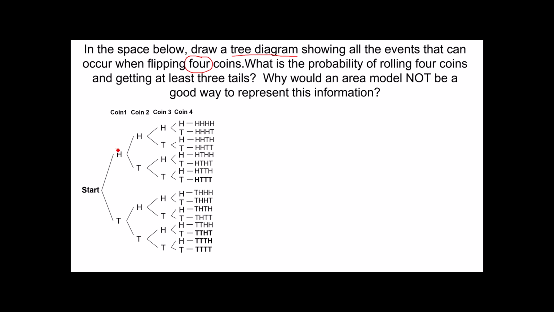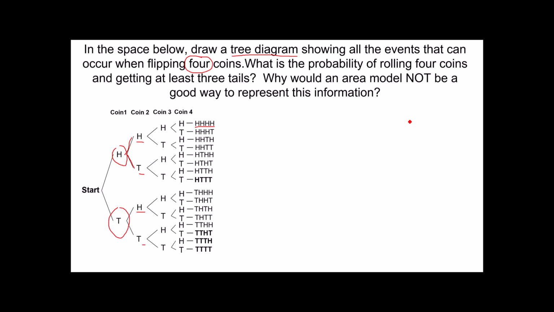Notice, for coin 1, I had to choose between heads and tails. If I got a heads on the first coin, it did not affect what happens on the second coin. I could still get heads or tails. If I got tails on the first coin, the second coin could still be heads or tails. And then I branch again for the third coin and for the fourth. Notice I use the abbreviation H and T instead of writing out heads and tails. You may feel free to do that. Just make sure your handwriting is neat enough that you can read it.